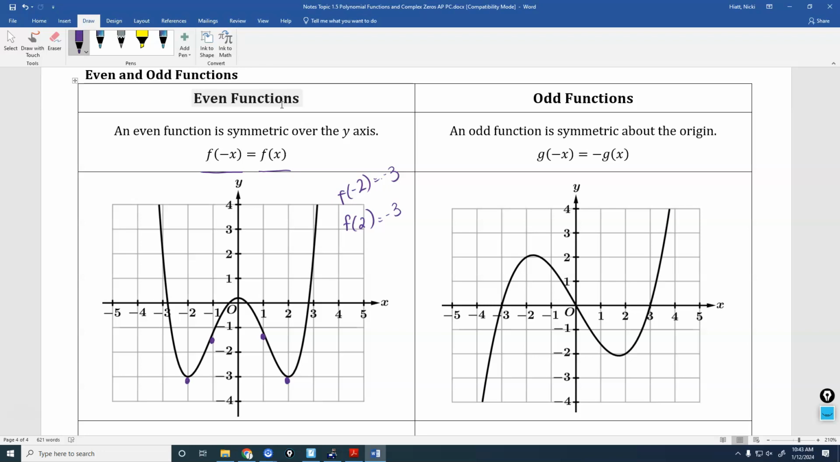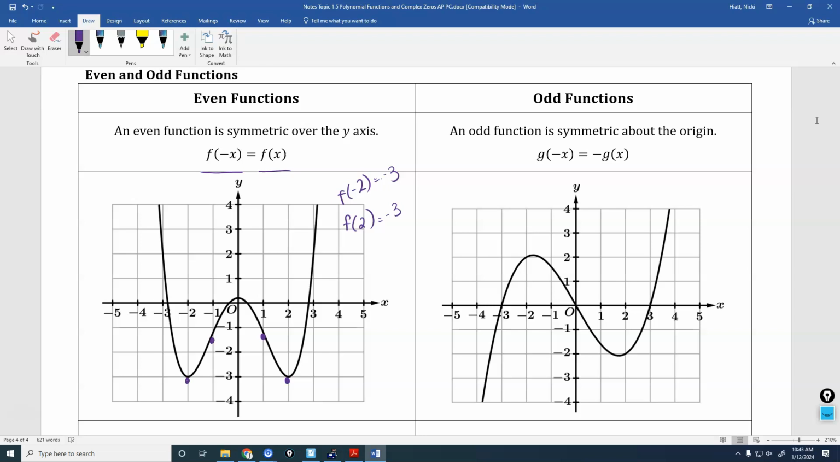With odd functions, we're going to have something different happen with this. With an odd function, our graph is symmetric about the origin. And when I used to teach geometry, we had to do origin symmetry. And I used to try to explain this so much. And it was difficult to explain. And I still find it difficult to explain.